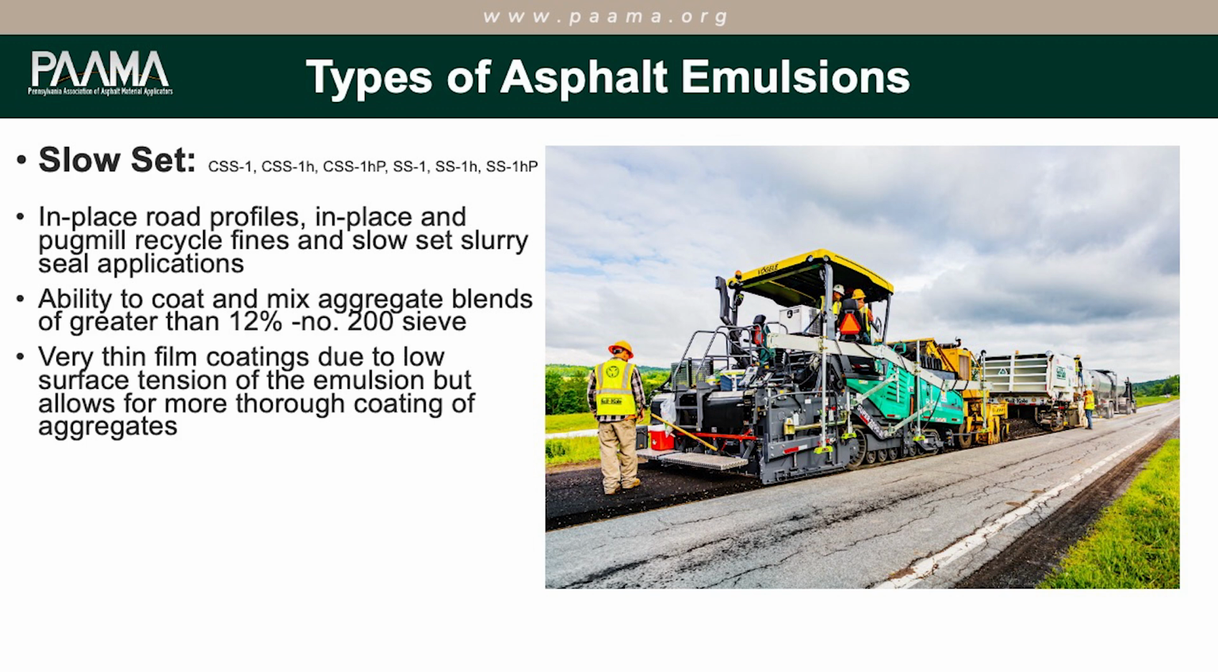We have slow sets. These are typically used for in-place road profiles, in-place and pug mill recycle. Slow set slurry seal applications, say that 3 times fast. This has the ability to coat and mix aggregate blends of greater than the 12% number 200 sieve. This also gives you very thin film coatings due to low surface tension of the emulsion, but allows for more thorough coating of aggregates.